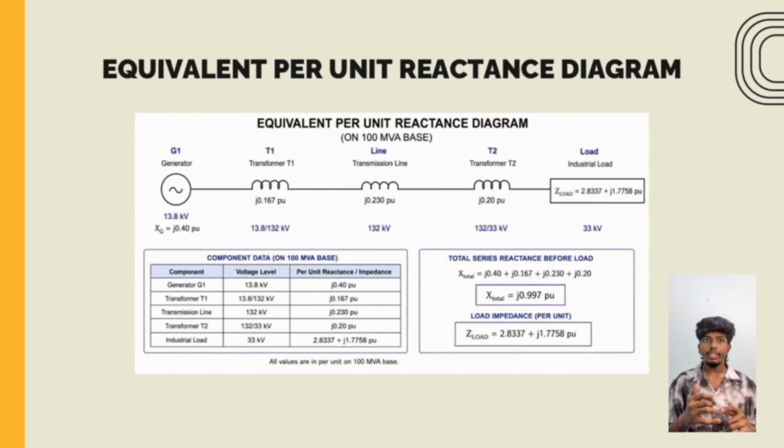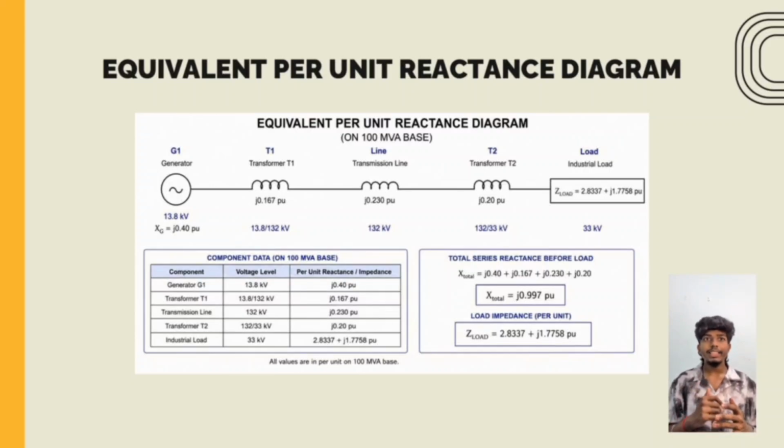We first resolve the apparent power into real and reactive components, which gives us a complex per unit power load, which is S load pu of 0.255 plus j0.1580 pu under our system base.